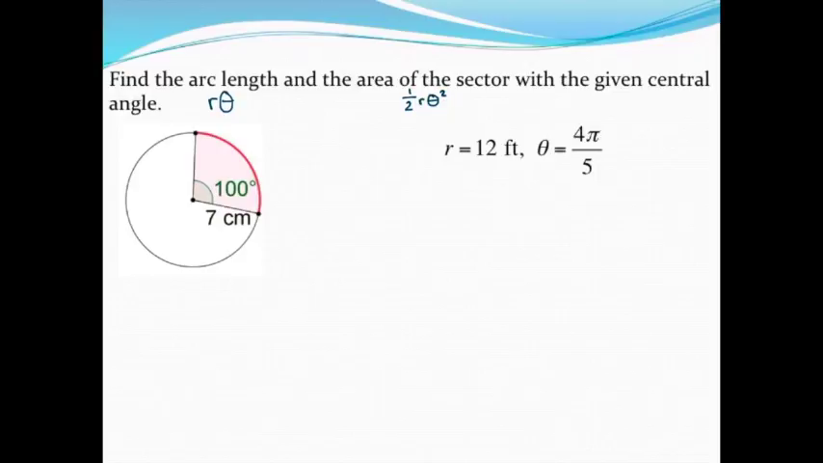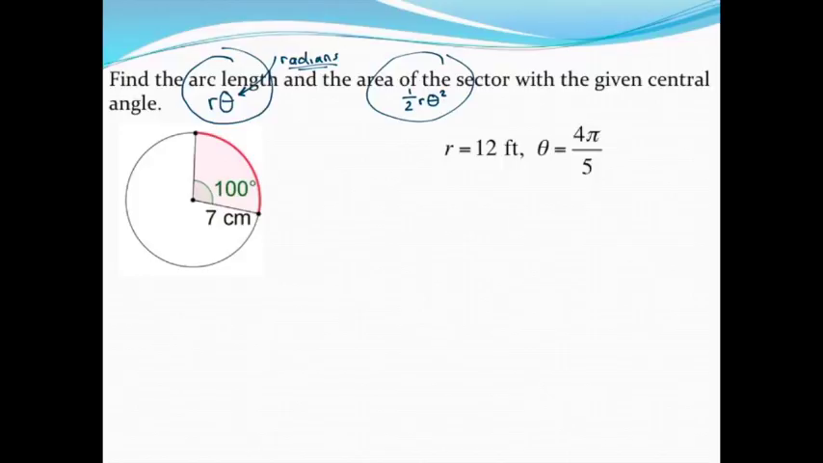To find arc length and the area of a sector, I can use these two formulas. Now, the thing I have to be very careful of is that theta, my angle, absolutely, positively must be measured in radians for this formula to work. If your angle is measured in degrees, you have to convert it first because it will not work.